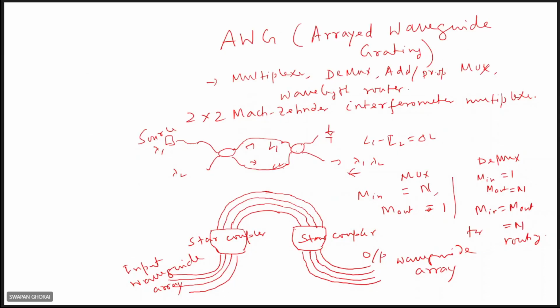Okay, another important passive element is here, which is called the arrayed waveguide grating, AWG, arrayed waveguide grating.